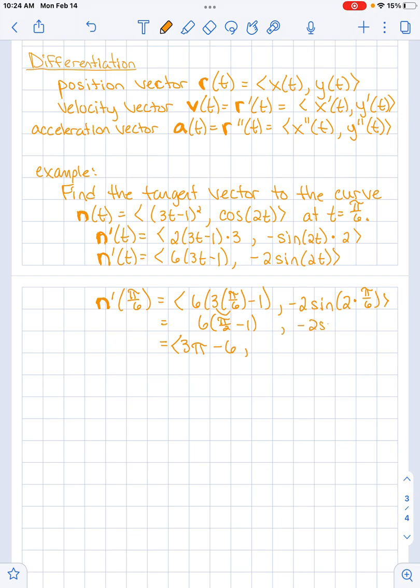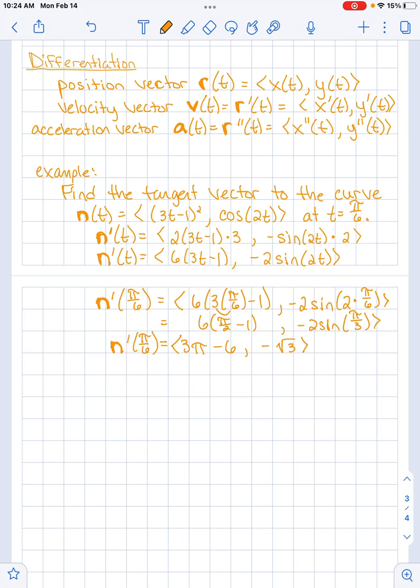And then 2 times pi over 6 is pi over 3. The sine of pi over 3 is the square root of 3 over 2. Square root of 3 over 2 times negative 2 is the negative square root of 3. This is our velocity vector at t equals pi over 6.